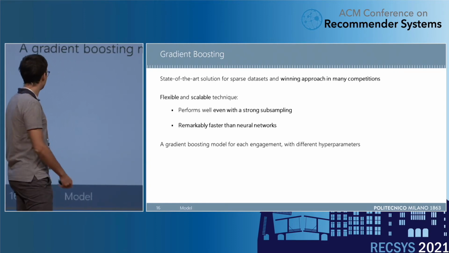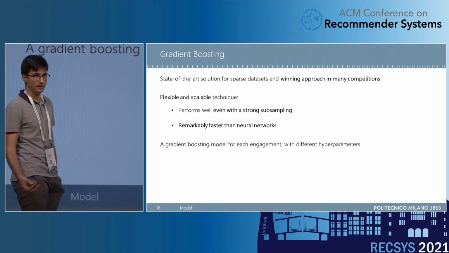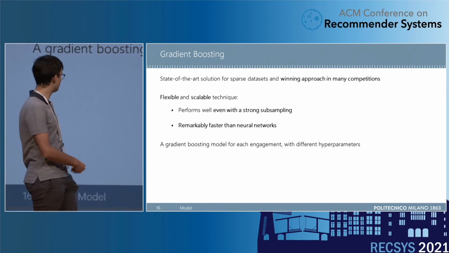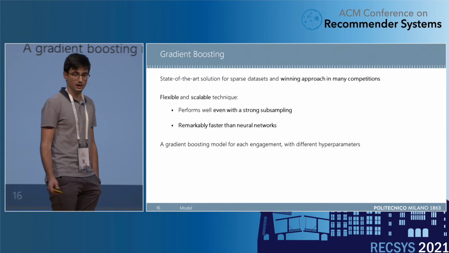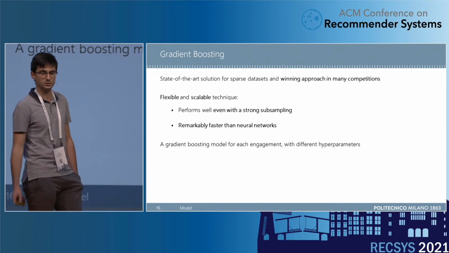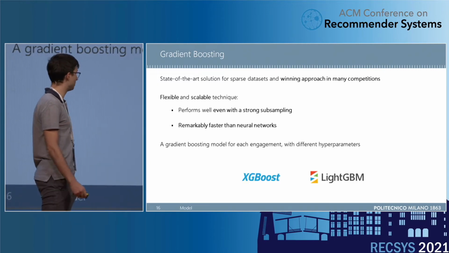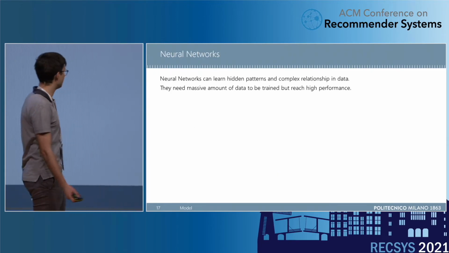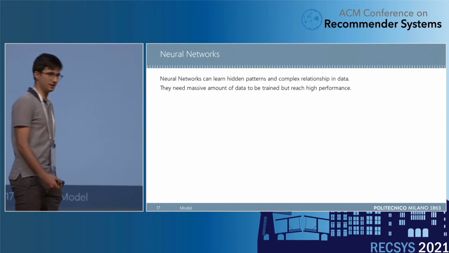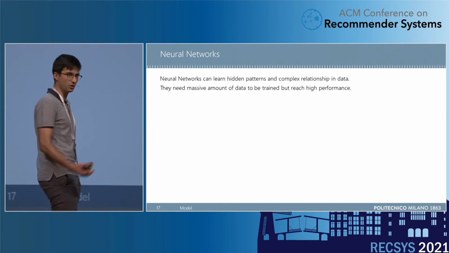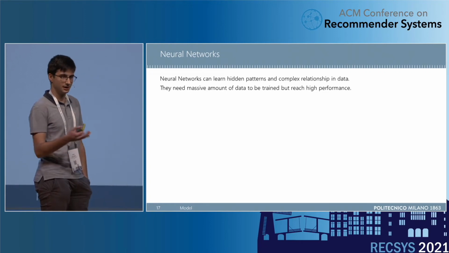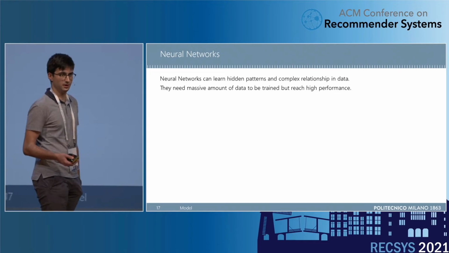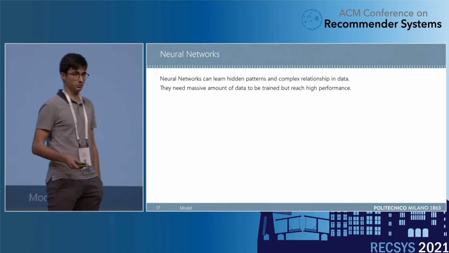We deployed them in our pipeline by using a different model with different hyperparameters for each engagement available. The two types of gradient boosted trees that we employed were XGBoost and LightGBM. On the other hand, neural networks are also a very powerful model, able to learn complex relationships among data, but they need a large amount of data and are rather heavy to compute.